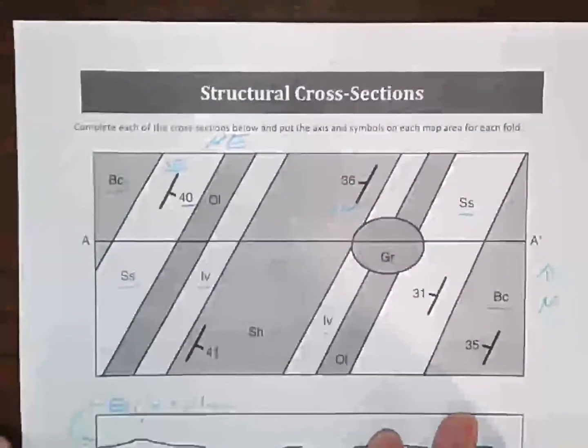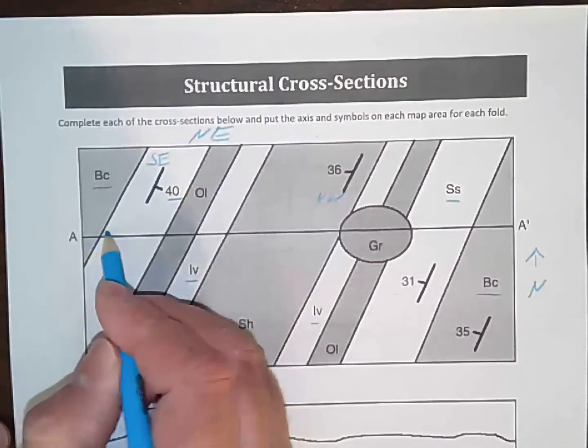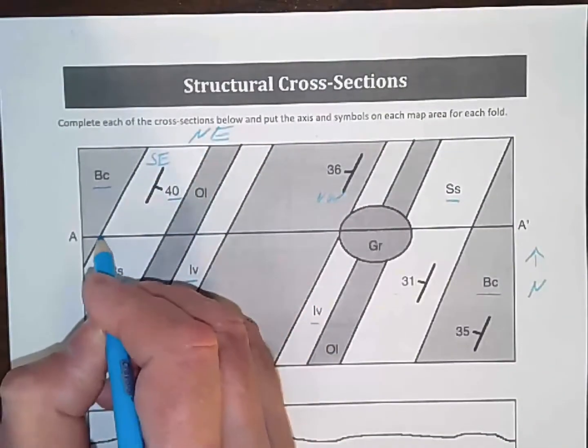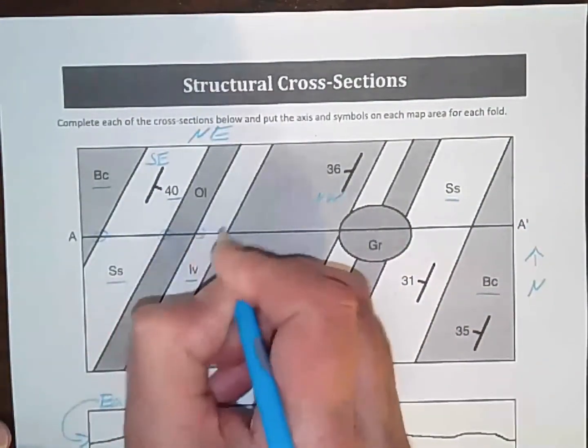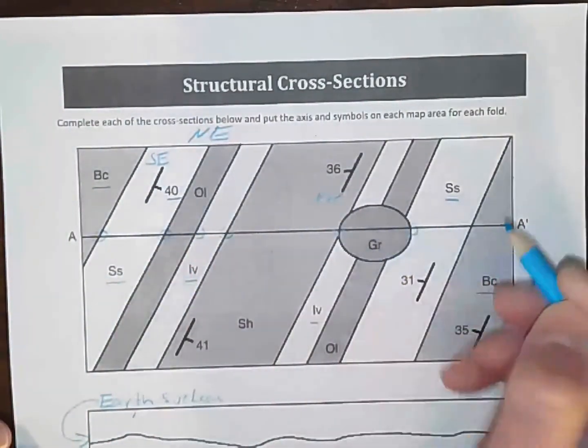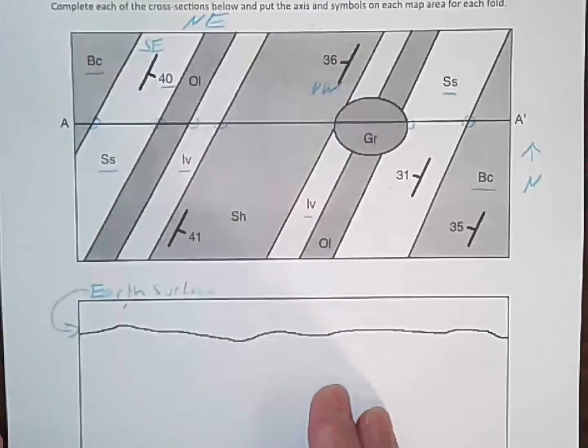There are several pieces of data we need to collect. Every place, for instance, that we have a geologic contact that intersects the geologic cross-section line here, here, here, here, here, here, and here, we need to project down to this surface below.